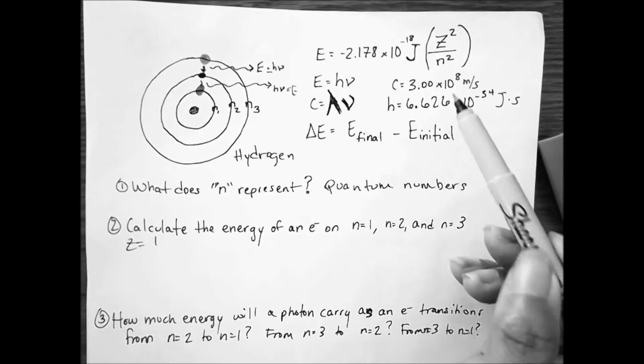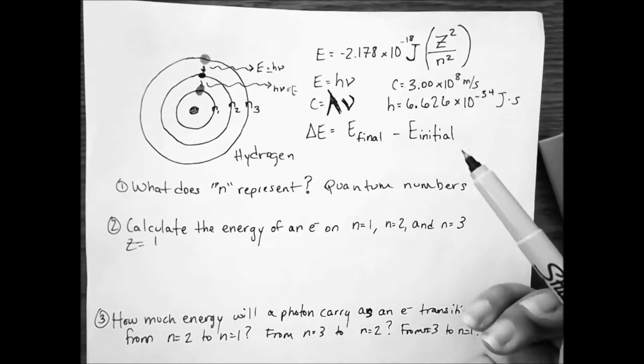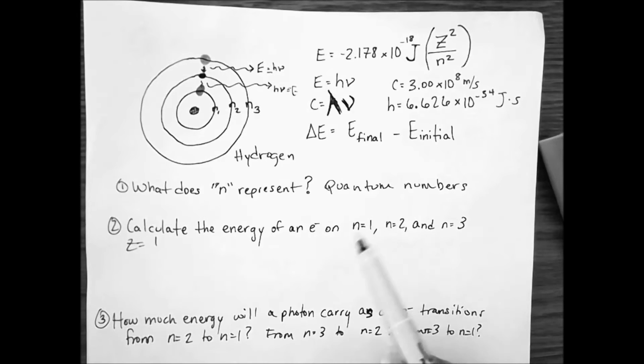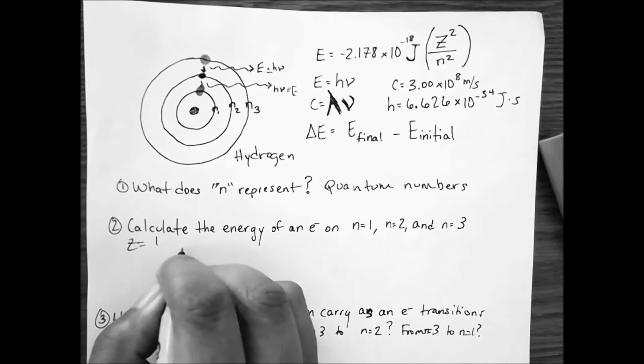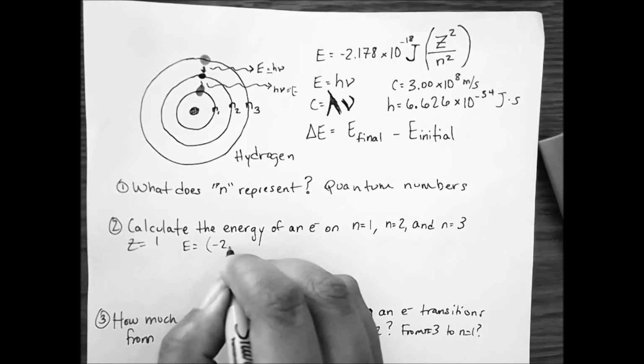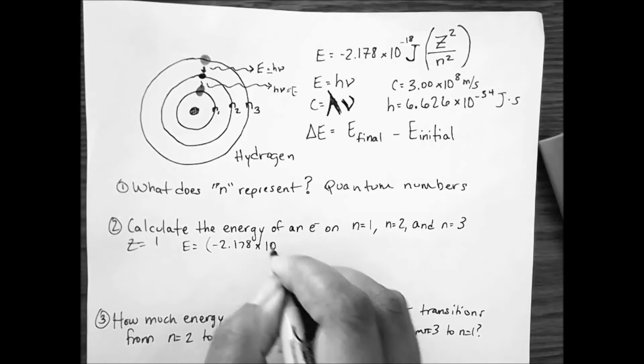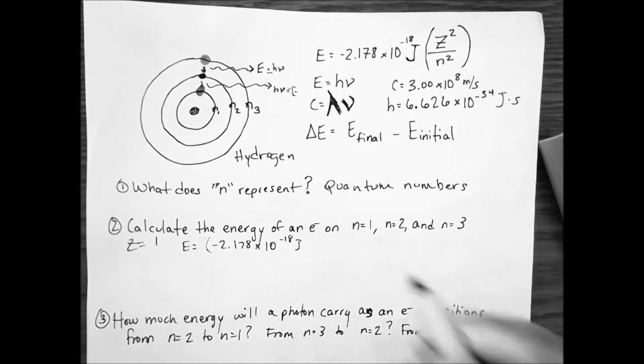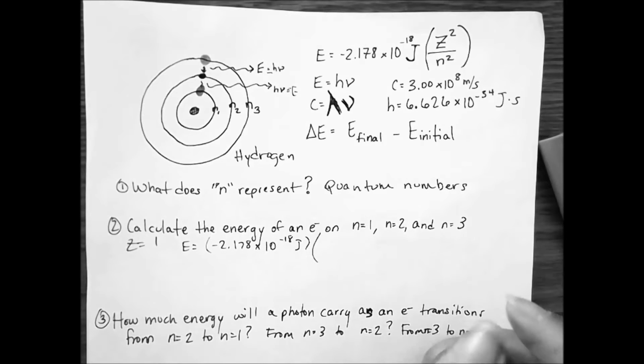What does the N represent again? That's your quantum number. So if we're going to talk about the electron on the first ring, as it says here, your N will equal 1. If you're talking about the second ring, then N will be 2. If we're talking about the electron on the third ring, N will be 3. So for the first ring, we're just plugging and chugging here. E equals your constant, negative 2.178 times 10 to the negative 18th power joules, multiplied by Z squared over N squared.